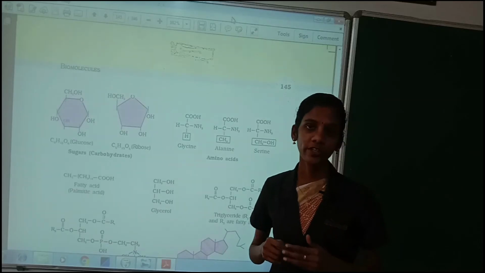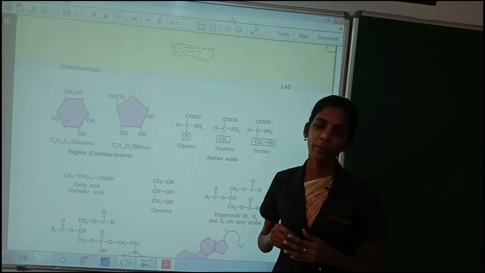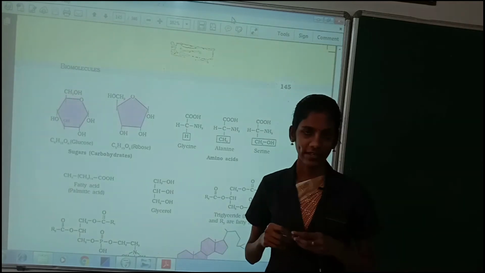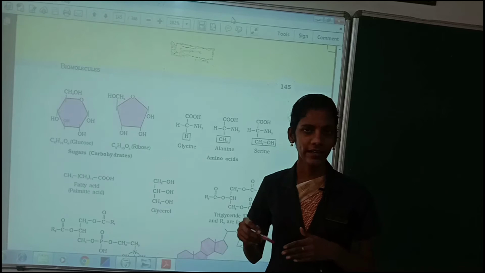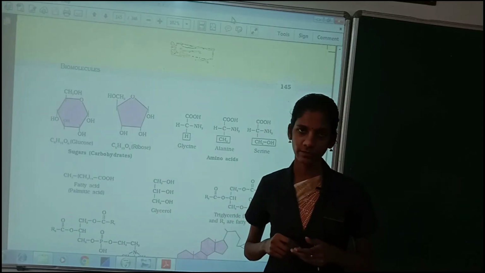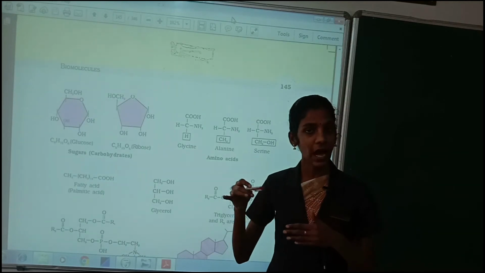I have already told you that fats are the solid form of lipids. These fats are formed by the combination of fatty acid as well as glycerol. What is meant by fatty acid? Fatty acids are organic acids that contain an elongated hydrocarbon chain with a carboxyl group at its end. Okay, and this carboxyl group may be found associated with certain R groups.